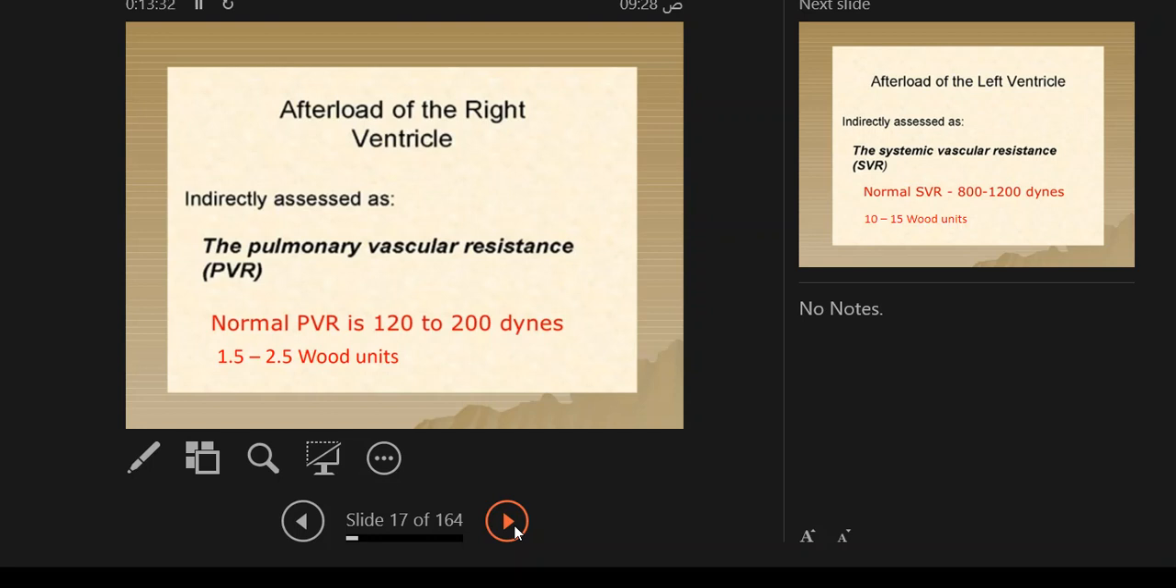The afterload of the right ventricle, what is the afterload of a ventricle? It is the resistance of the distal place. So pulmonary vascular resistance is the afterload of the right ventricle. Systemic vascular resistance is the afterload of the left ventricle. It's indirectly assessed as the pulmonary vascular resistance, and the normal pulmonary vascular resistance is 1.5 to 2.5 Wood units. If you multiply that by 80, you get 120 to 200 dynes centimeter to the power 5, or something silly like that, which I really don't care about.